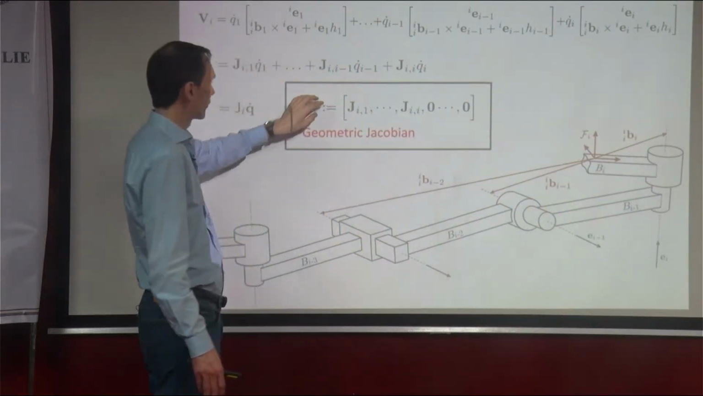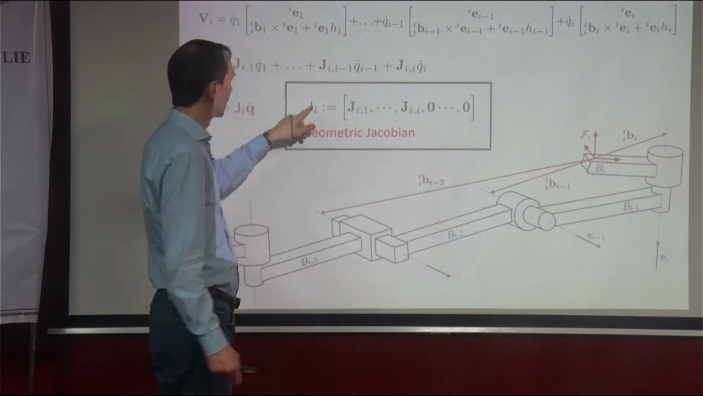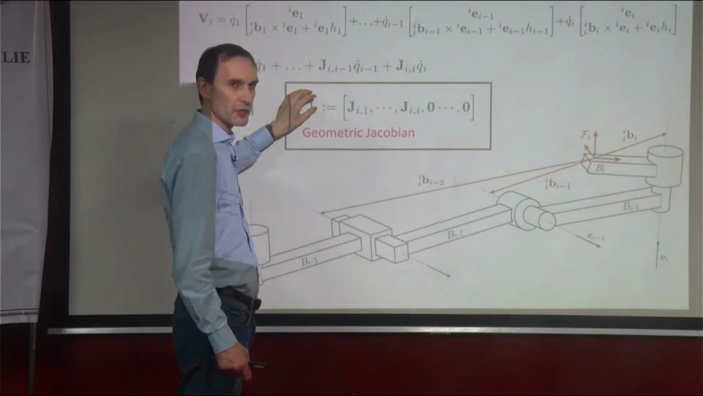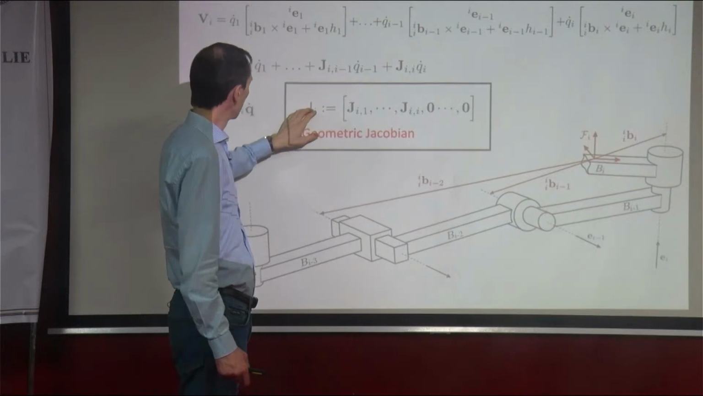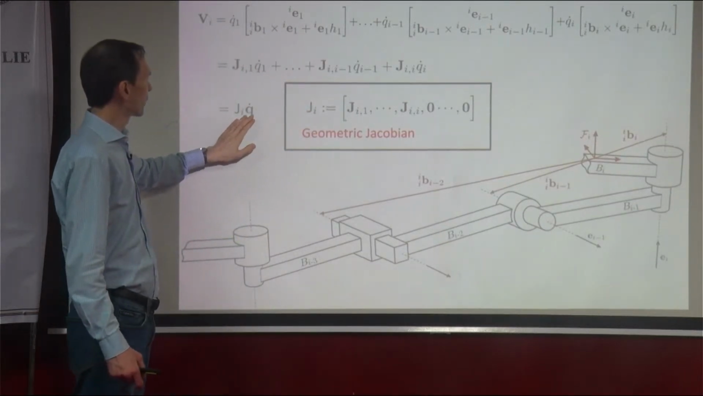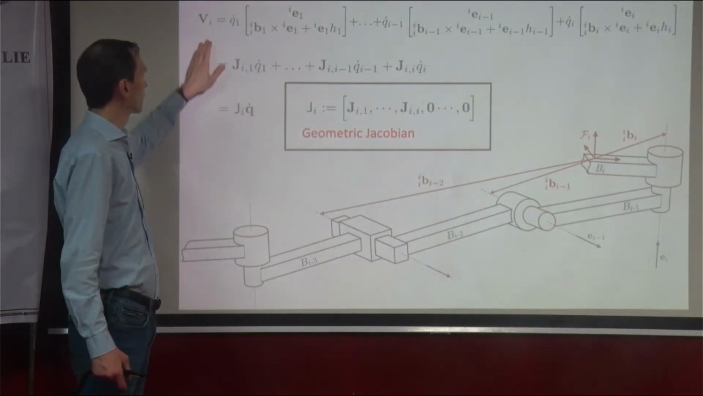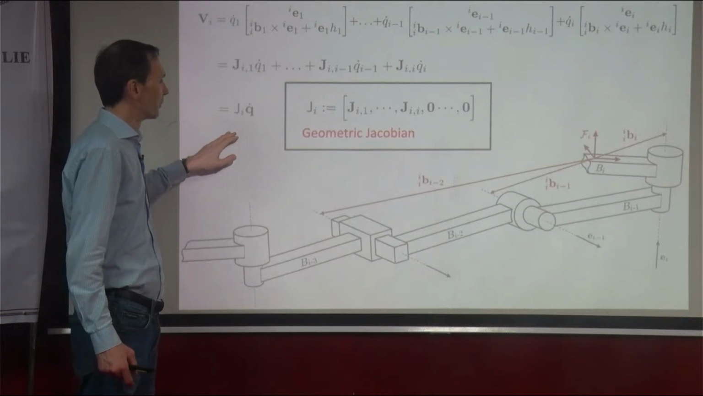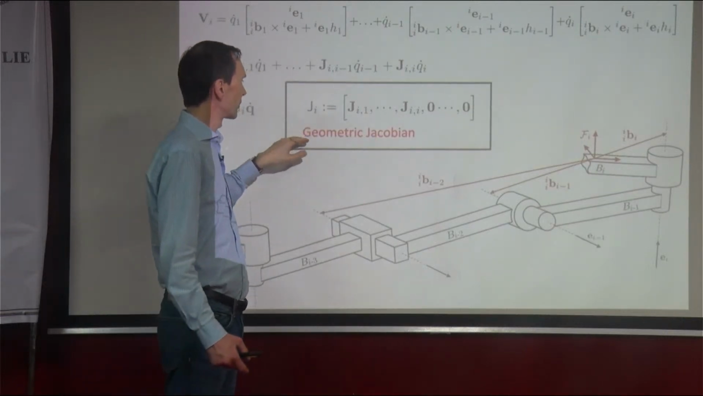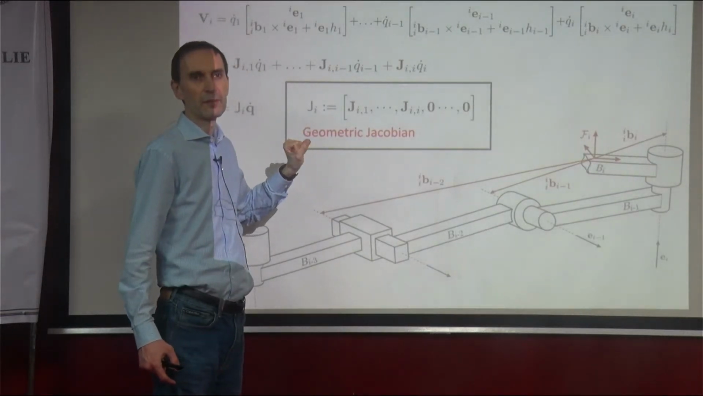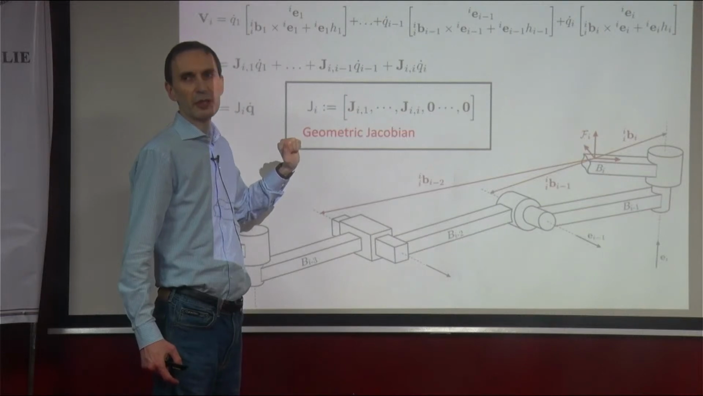Okay, fine. So we have one Jacobian. This is the geometric Jacobian of body i. You multiply this with the q dot, and you get a twist out of this. In literature, you find the term geometric Jacobian. Have you heard about it? Geometric Jacobian?